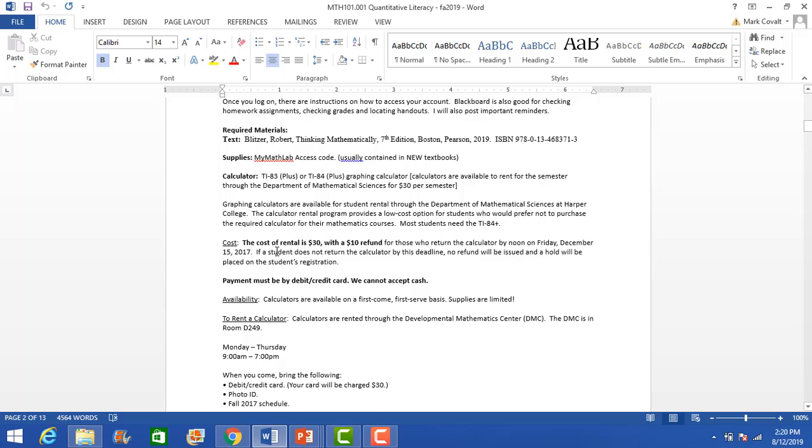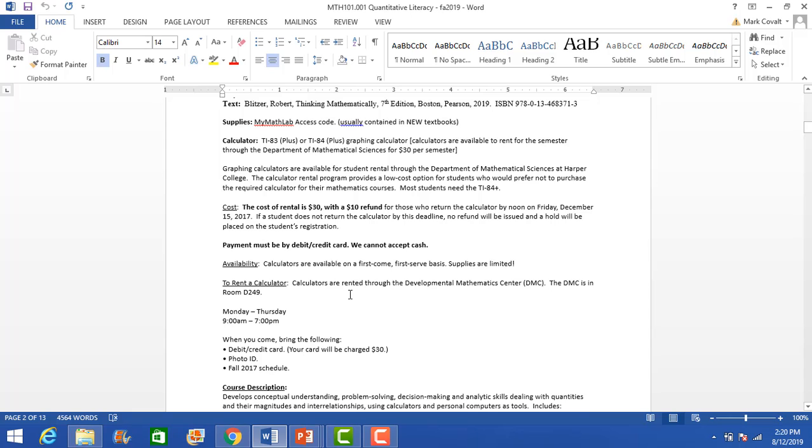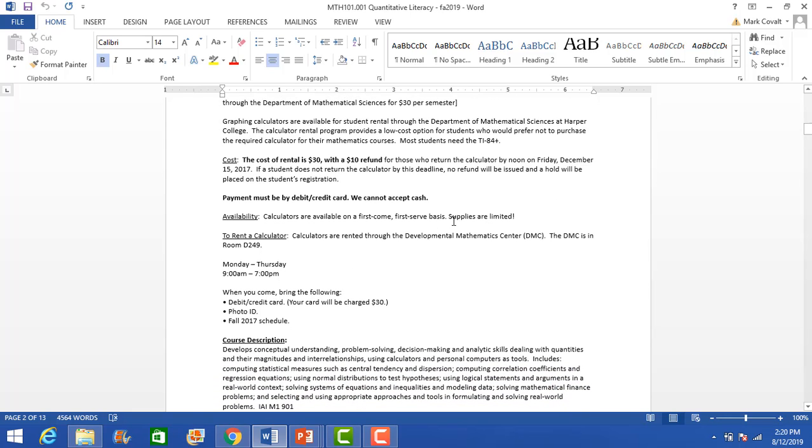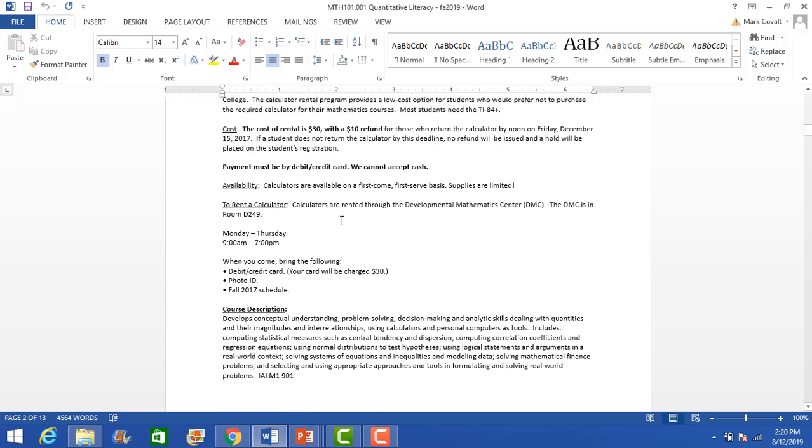So you can rent those, but again, it's based on a first come, first served basis. And you have to use a debit or credit card, no cash. Supplies are limited, so make sure that you get on top of that now if you want to. And here's where the information is as far as going. I believe this information is still up to date.